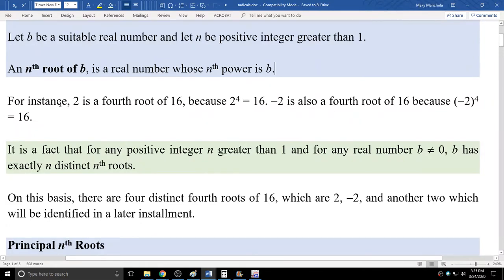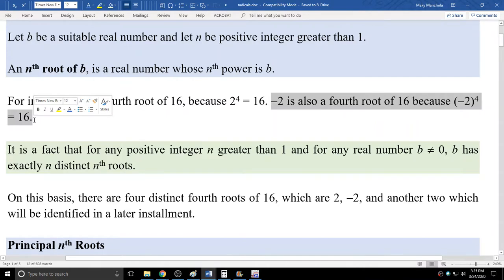For instance, 2 is a fourth root of 16 because when you raise 2 to the 4th power, you get 16. Negative 2 is also a fourth root of 16 because when you take negative 2 to the 4th power, you also get 16. So we have 2 is a fourth root of 16. Negative 2 is also a fourth root of 16.